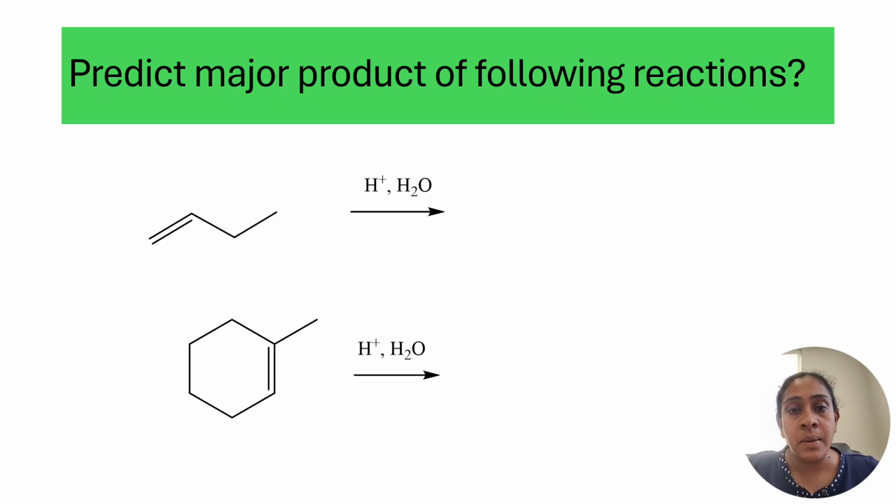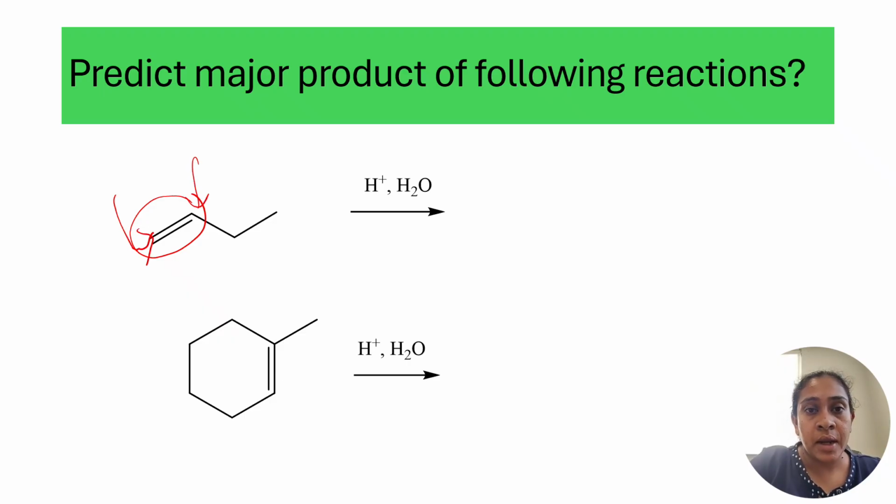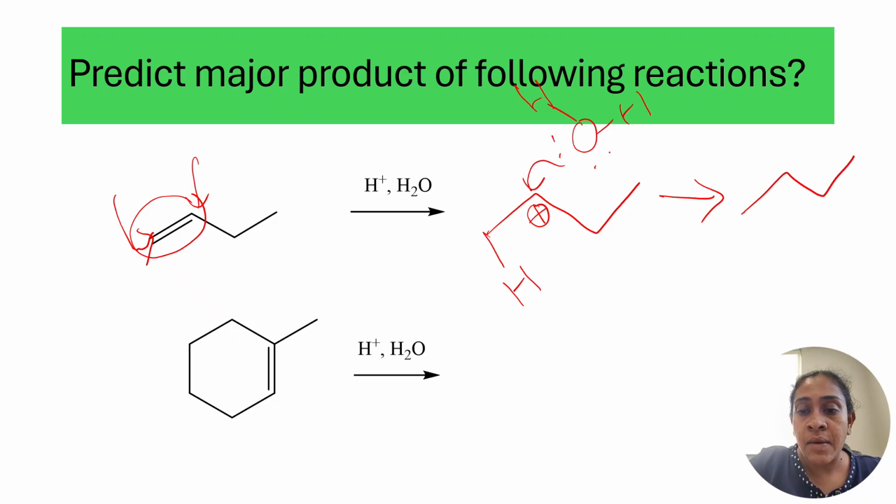First reaction, 1-butene. The double bond is terminal. Protonation can lead either to a primary carbocation or a secondary carbocation. The secondary carbocation is more stable, so the hydrogen adds to the terminal carbon and it will produce a carbocation on the second carbon. Water will come and attack this carbocation, and finally we are going to end up having an OH group on the second position. So we are going to produce 2-butanol as the major product in this first reaction.